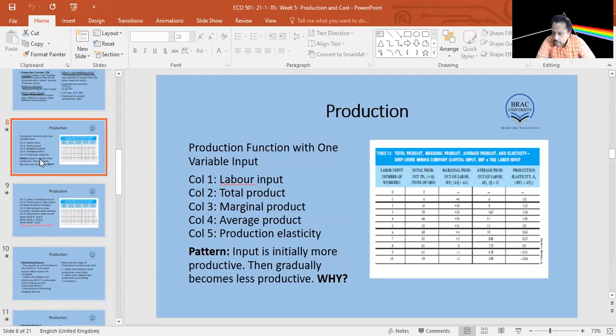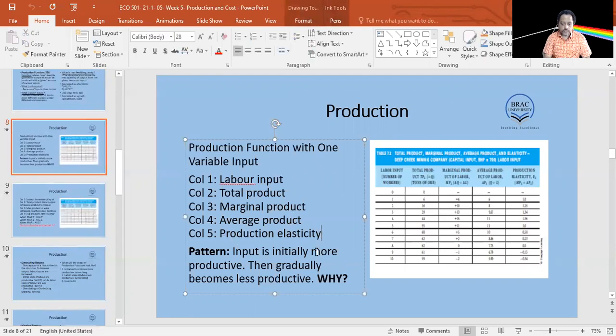Now, let us look at this table, table 7.2. We have a production function with one variable input. When we say we have a production function with one variable input, capital is fixed. When capital is fixed for different amounts of labor, we are implicitly saying that we are looking at a short-run production function. In this production table, in column 1, we have labor inputs, which vary from 0 units to 10 units. In column 2, we have total product. Column 3, we have marginal product. We'll discuss this in the next slide. Column 4, we have average product. Column 5, we have production elasticity, but we are not interested in this, so if you want, you can omit column 5.